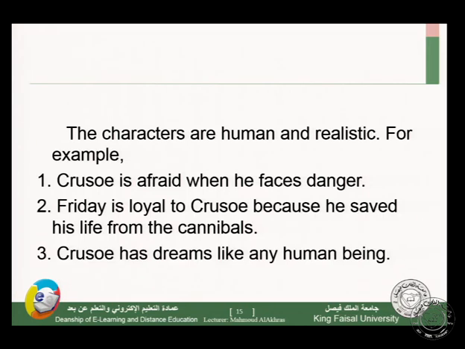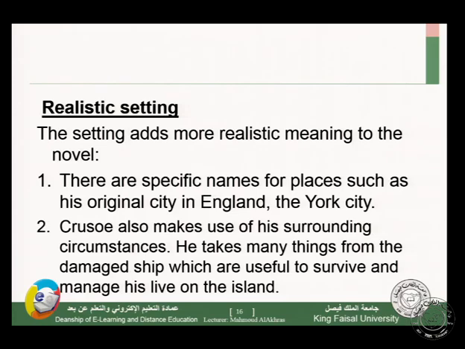Another example, Crusoe has dreams like a human being. So this character has dreams like normal people. Now let's see realistic setting. We are going to take some examples in each element, and we are going to focus on realistic feature of this. Realistic setting, the setting adds more realistic meaning to the novel.